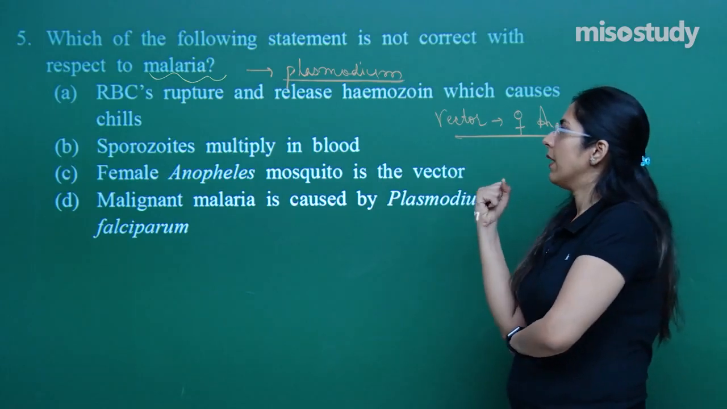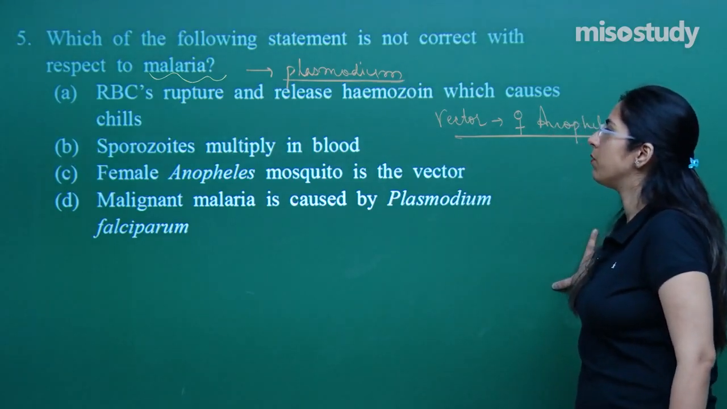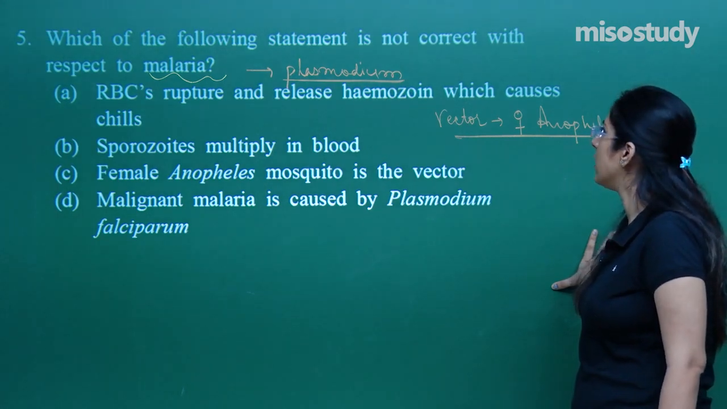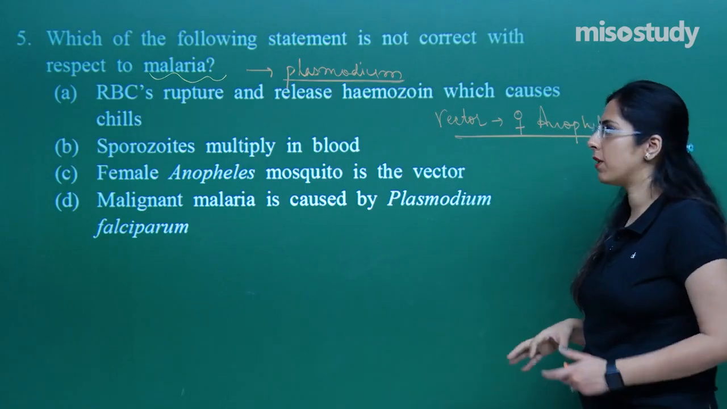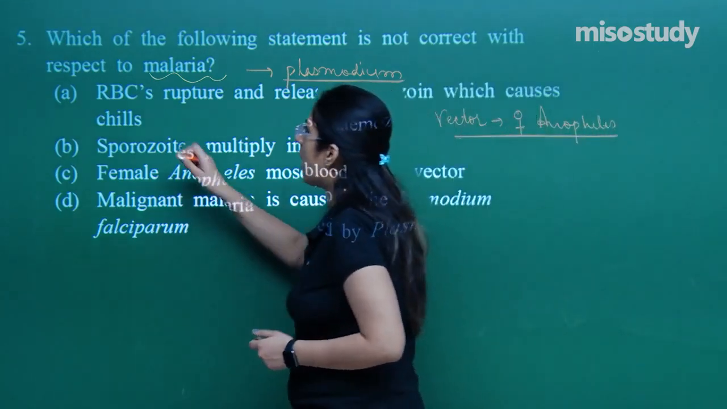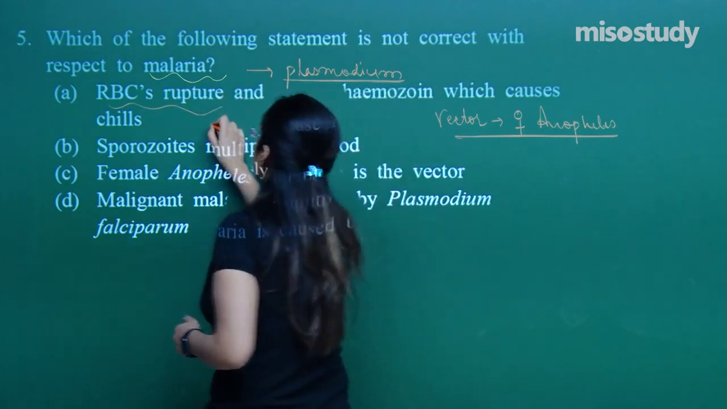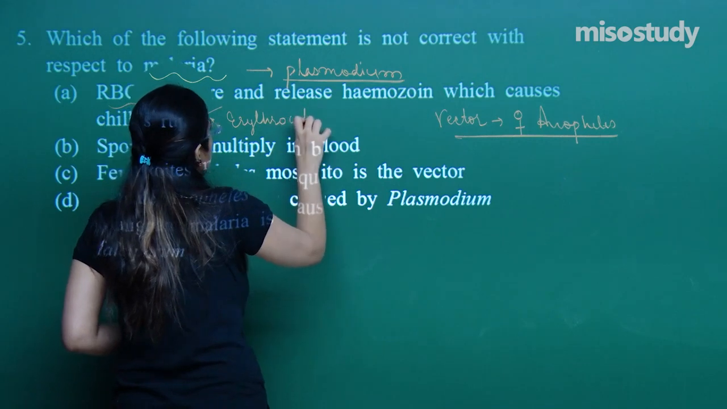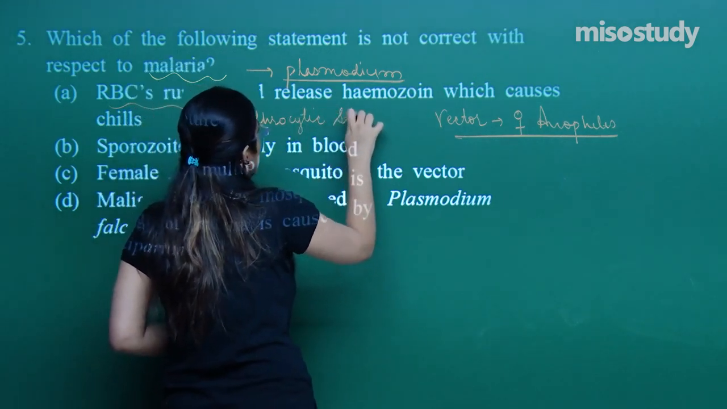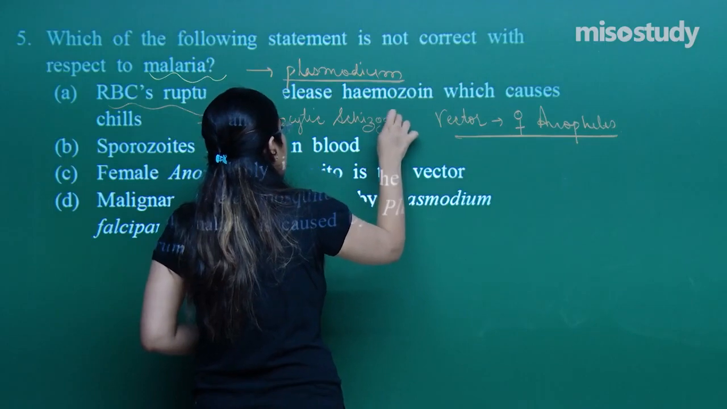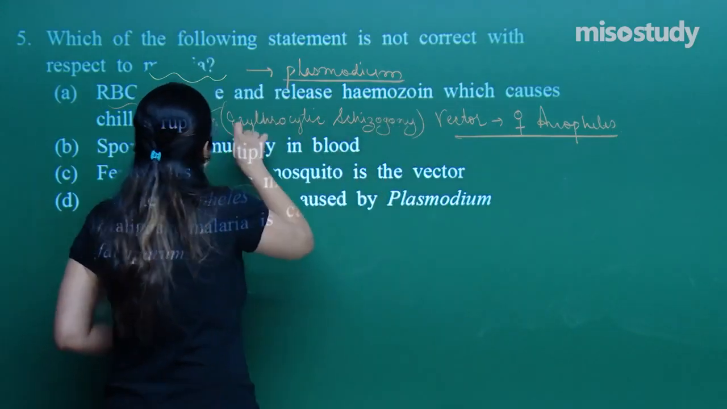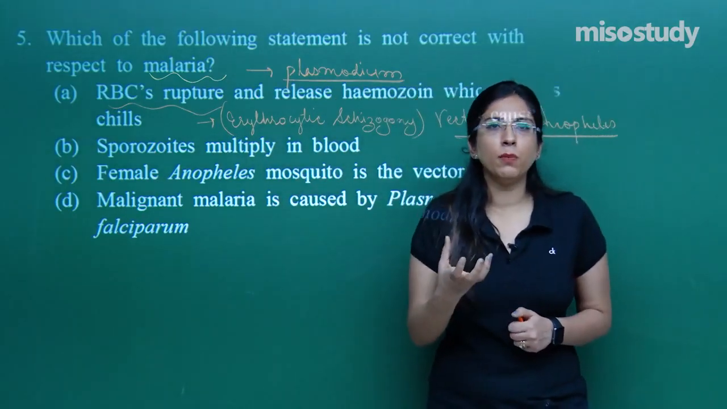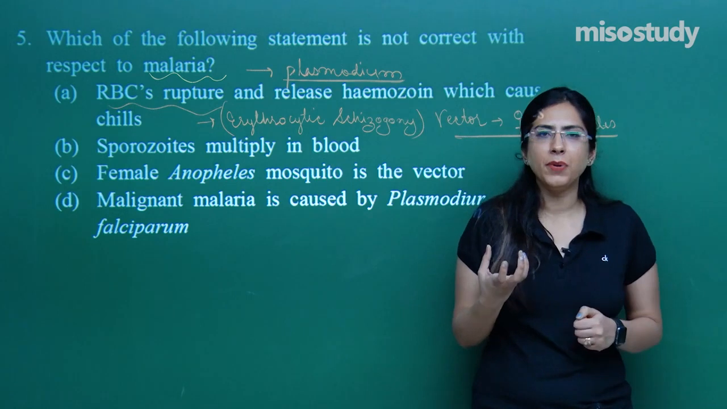So let us look at the options. We have to look for the option which is not correct. The first states the RBCs rupture and release hemozoin which causes chill. Yes, this is one of the reasons. That means RBC rupture. As I have told you, in the erythrocytic schizogony, these cryptomerozoites enter our RBCs.